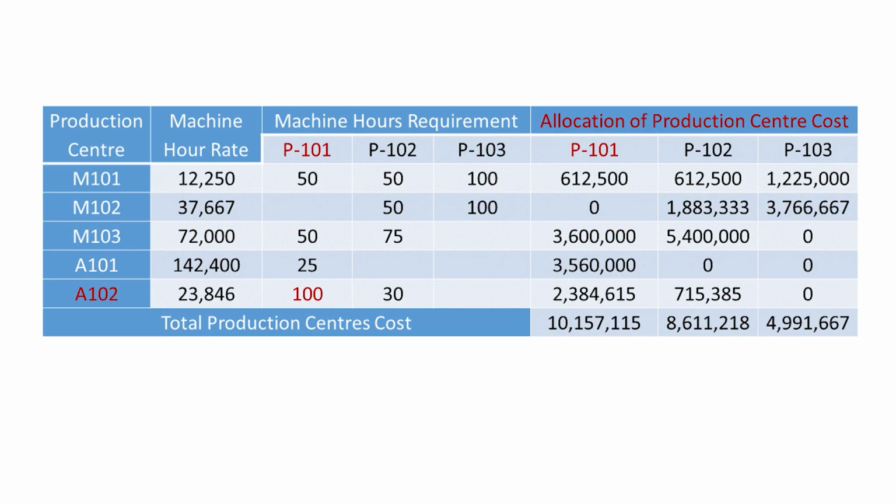Finally, the product is assembled in A102. It requires 100 hours. The cost per hour is 23,846. The assembly cost now works out to 2.38 million. The total machine center and assembly center cost assigned to P101 is now 10.16 million. If you perform similar computation, the cost assigned to P102 is 8.61 million and P103 is 4.99 million.